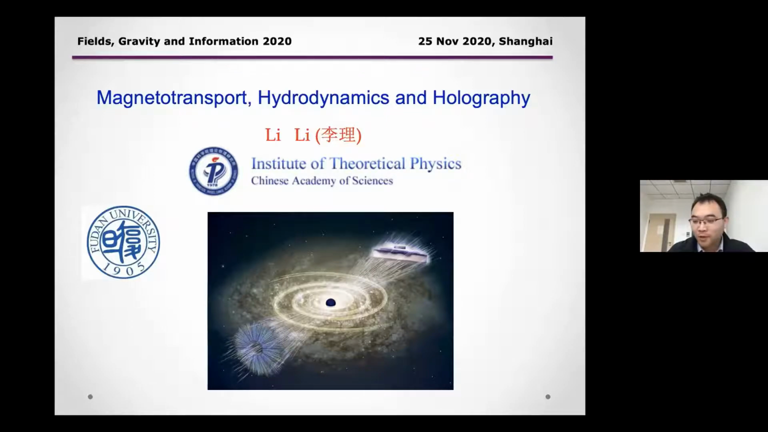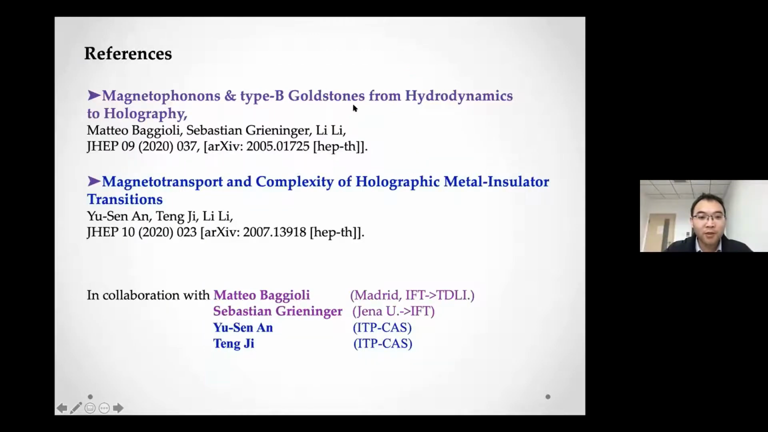I would first like to thank the organizers for inviting me to give a talk in this nice workshop. So today, this is the title, and my talk is based on these two recent papers with my collaborator, Mathieu. She is now moving to Lee Institute as a faculty member, and I saw she's here in this Zoom. And Sebastian, he got a PhD in Jena University and now moved to IFT as a postdoc. And Yu Sen An and Teng Ji are two PhD students in ITP CAS.